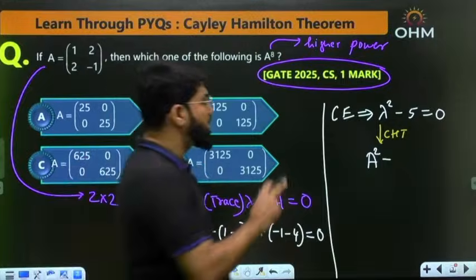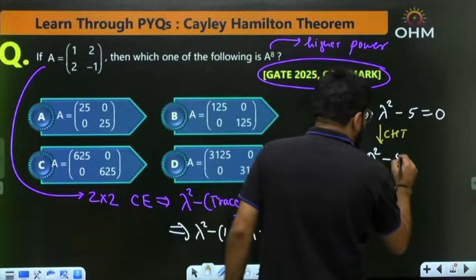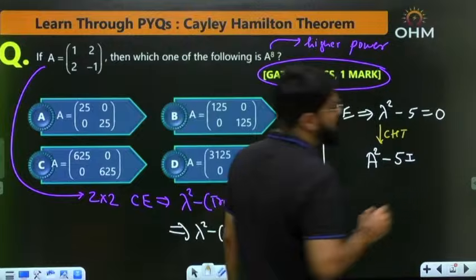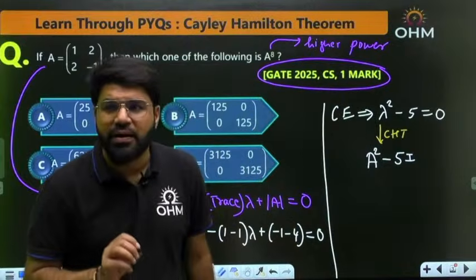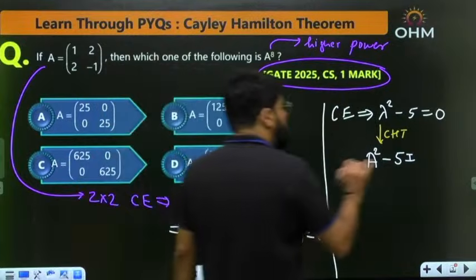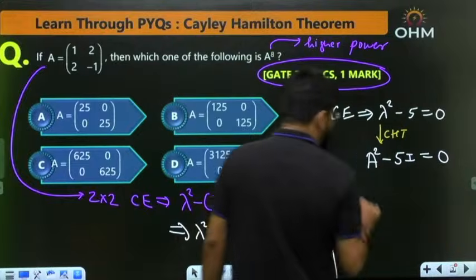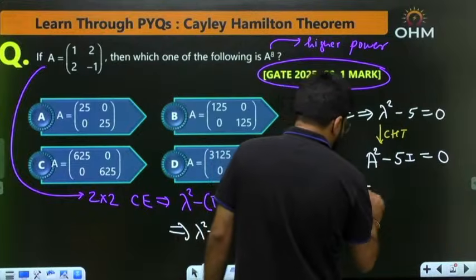Important point, you should not write 5. With a matrix, what can be added or subtracted is a matrix only. So we'll consider that as 5I, the identity matrix or unity matrix, you can use. So A square minus 5I equals 0. So this is a simple one only. What is A square? It is 5I.